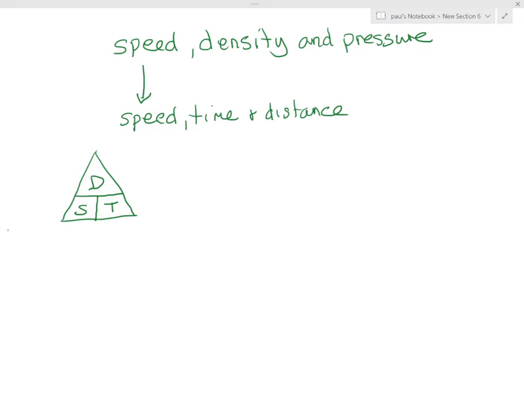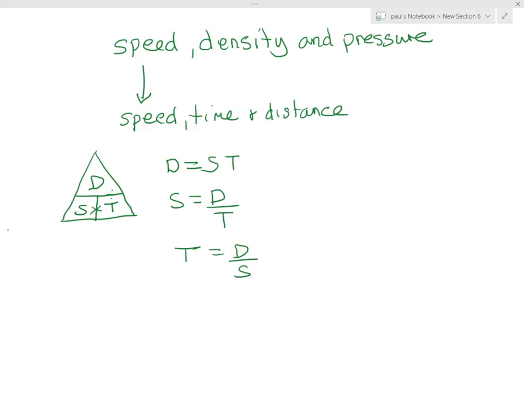So say the d is the distance. The distance equals the bottom two timed together, so the speed times the time. Now if you want to know the speed, it equals the distance divided by the time. And if you want to know the time, it's the distance divided by the speed. So you just go round the little triangle. You don't have to remember them as long as you can remember the triangle.